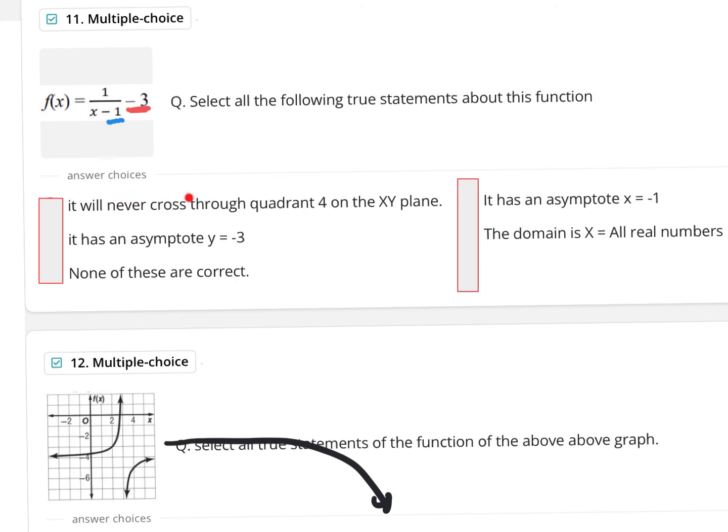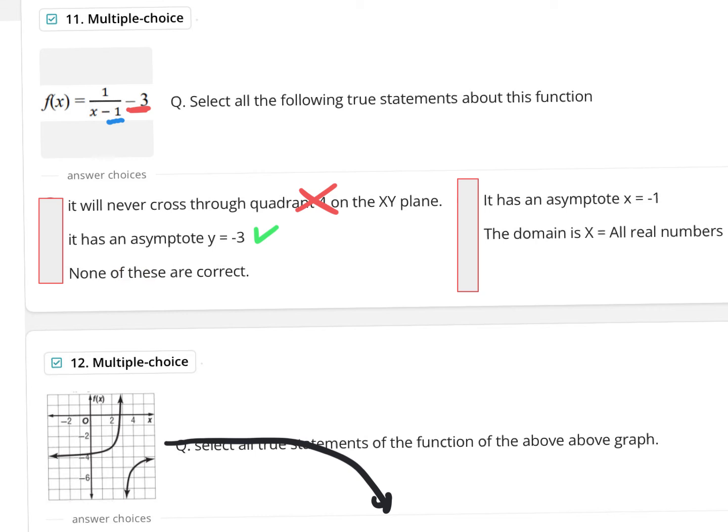So right here it says it will never cross through quadrant 4. That's incorrect. We know that it won't cross through quadrant 2, so don't pick that one. It says it has an asymptote y equals -3. That is true because the k value, y equals your k value, is the horizontal asymptote. So that's correct. We would select that one.